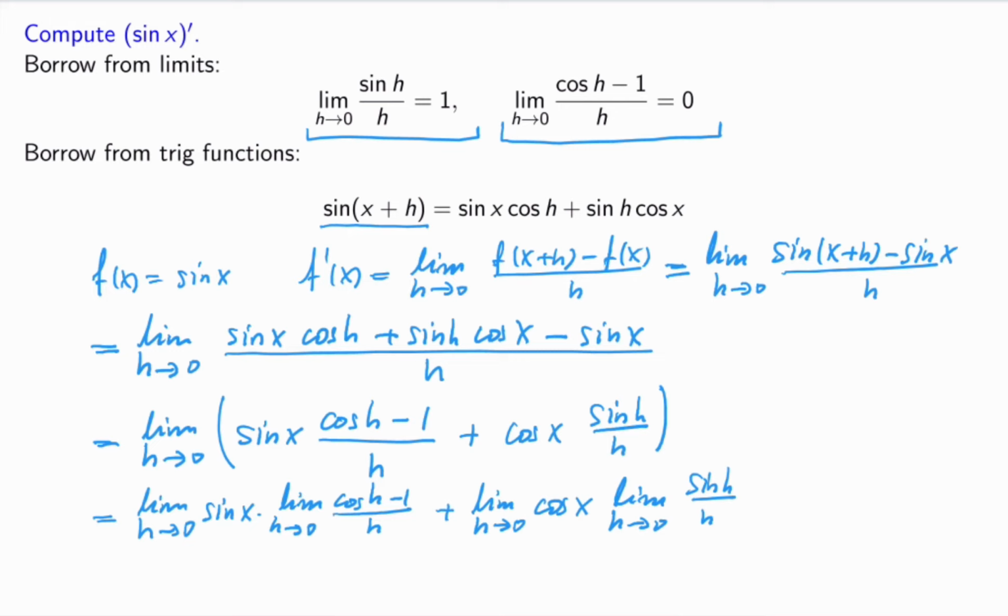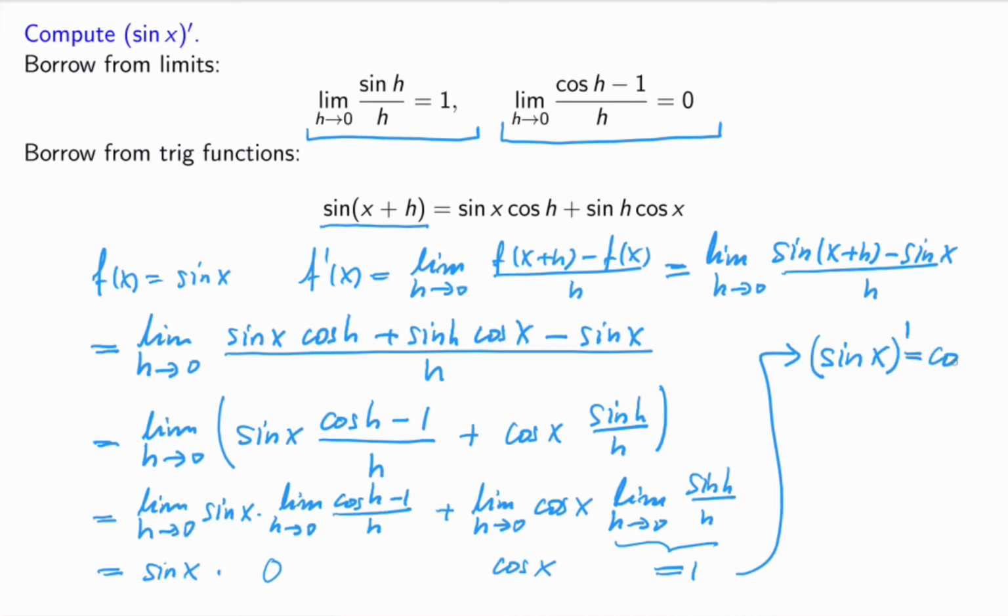Now the limit of the sine of x does not actually depend on h. Okay, so this is just sine x. Then the limit h to 0 cosine h minus 1 over h is right up here. This is equal to 0. So we get times 0. And then this term is cosine x. And this term is equal to 1 from the property above. So taking all this together, we find that sine x prime is actually cosine. Yippee! And this was our guess. It is indeed cosine of x.